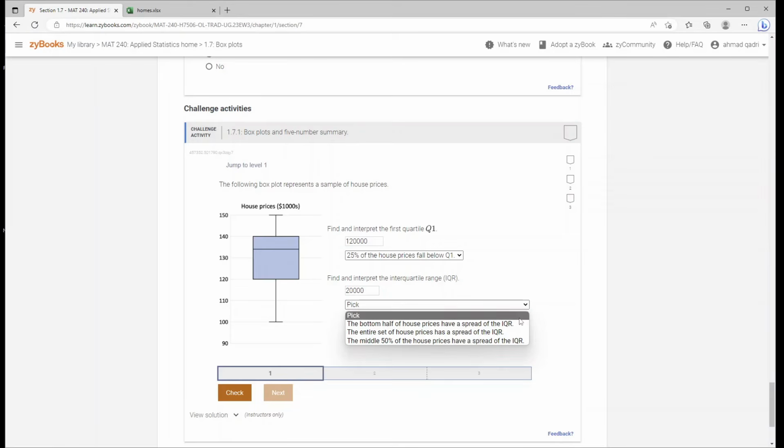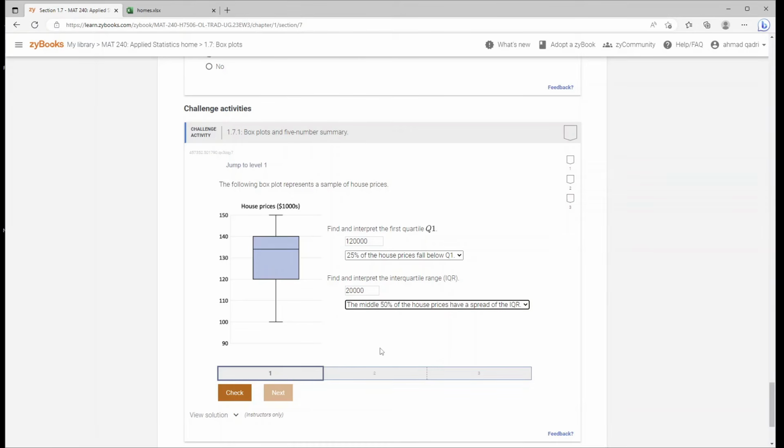And the correct response here, let's go through them. The bottom half of the house prices have a spread of the interquartile range. That's not correct. The entire set of house prices has a spread of the interquartile range. That is not correct. The middle 50% of house prices have a spread of the interquartile range. This is the correct response. And this middle 50%, because we are taking the difference between the 75th percentile, which is Q3, and the 25th percentile, which is Q1.